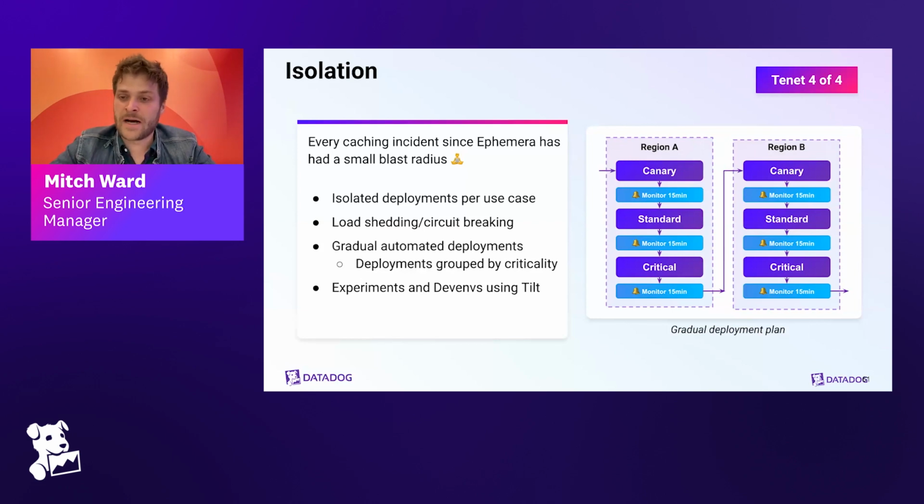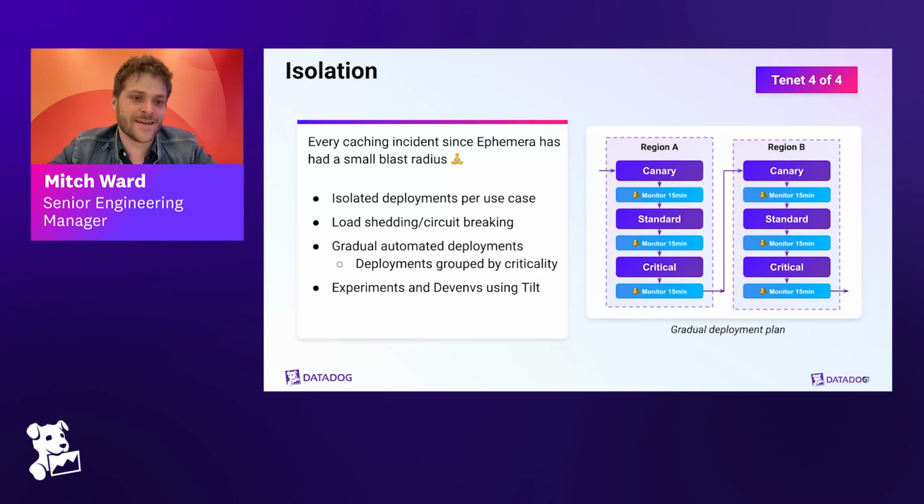And then if that does pass, we progress to rolling out our standard class of caches, which is the majority of our users. Once that's done, another monitor, another 15 minutes, and then finally we deploy a critical class of caches, which, maybe that's a little unfair, but these are the use cases we really, really care about, and the business cares about their uptime. So then after that's done, another 15 minutes and we progress to the next region.